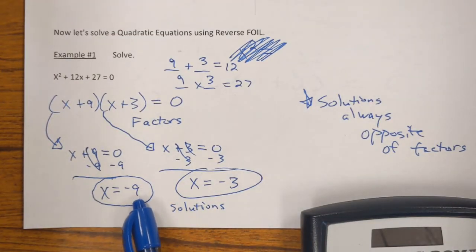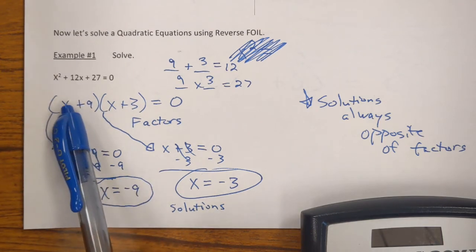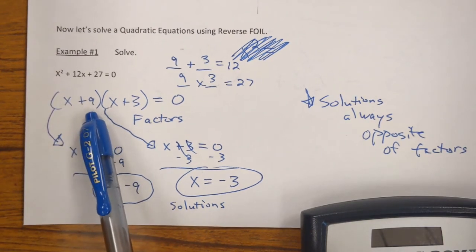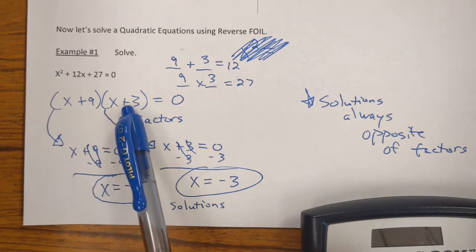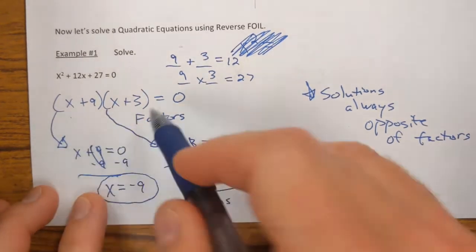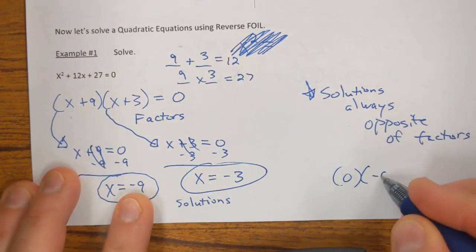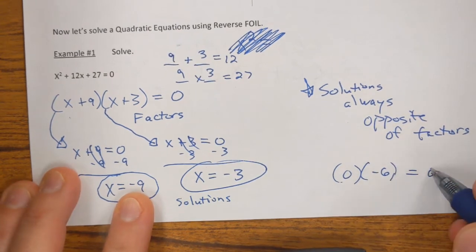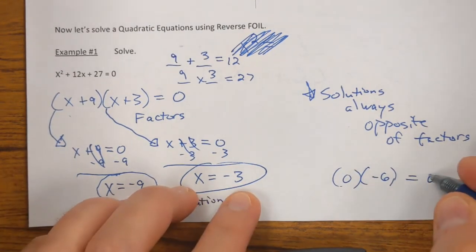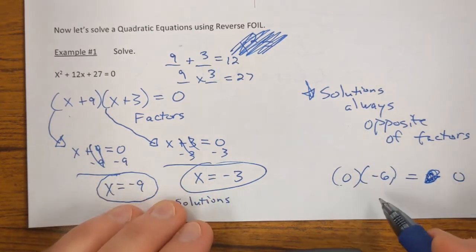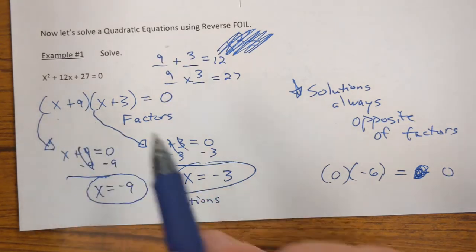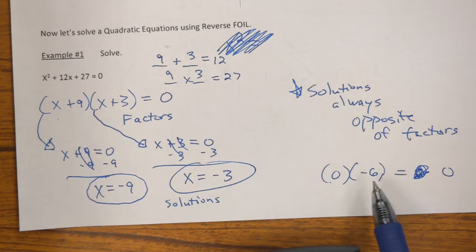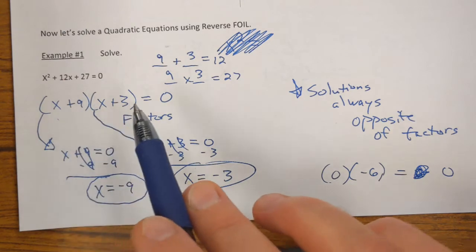If you plug -9 in as a solution for x and do -9 + 9, that would give you 0. And then -9 + 3 would give you -6. But if you plug -9 into this, you would get 0 times -6. Well, 0 times anything is just 0. So of course, if you plug a -9 into this factor and do -9 + 9 is 0, it doesn't matter what you multiply it by, that's always going to equal 0. And so that's why -9 would always solve this particular equation.